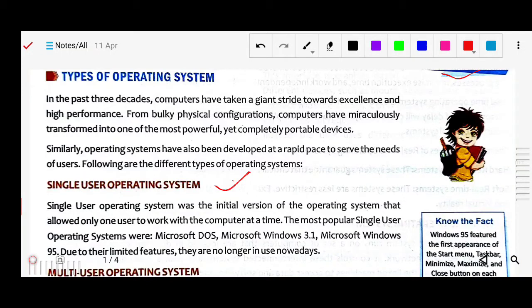person can work at a time. The single user operating system was the initial version of operating system that allowed only one user to work with the computer at a time. Means at one time how many users can work? Only a single user. Some examples are DOS, Microsoft Windows 3.1, Microsoft Windows 95. It was the earlier version of operating system where only one user can work.